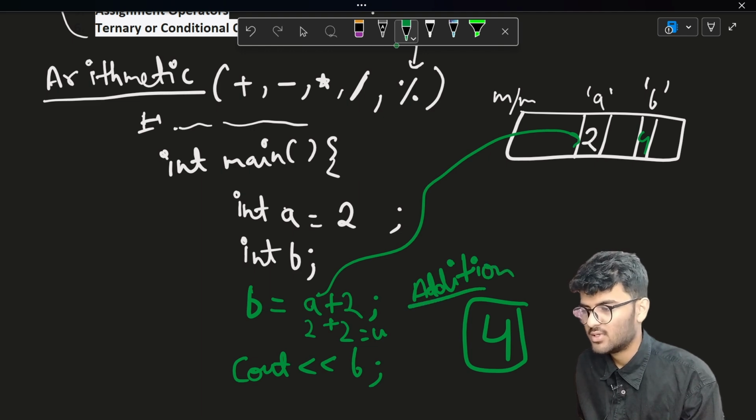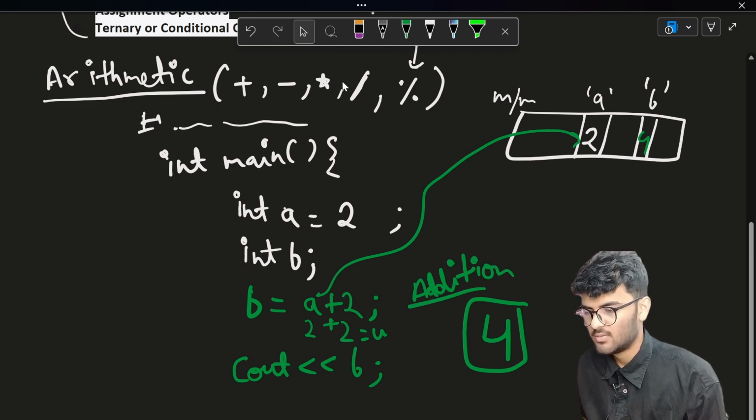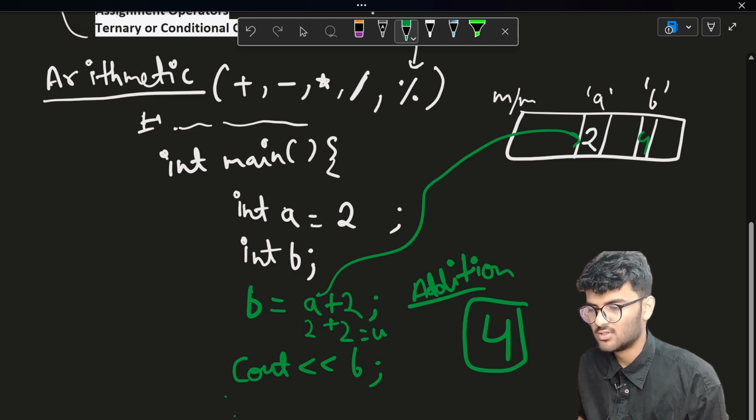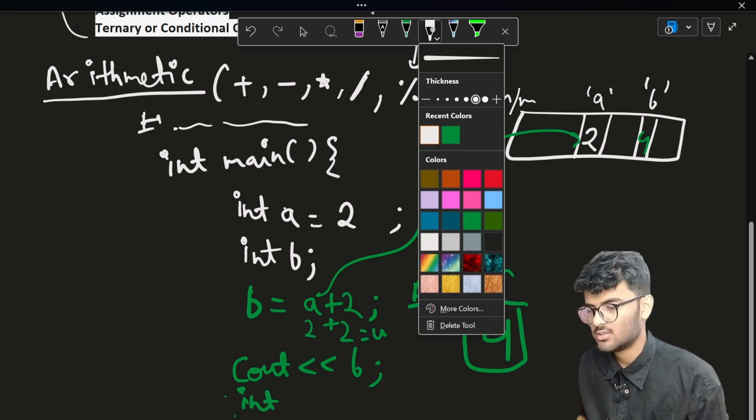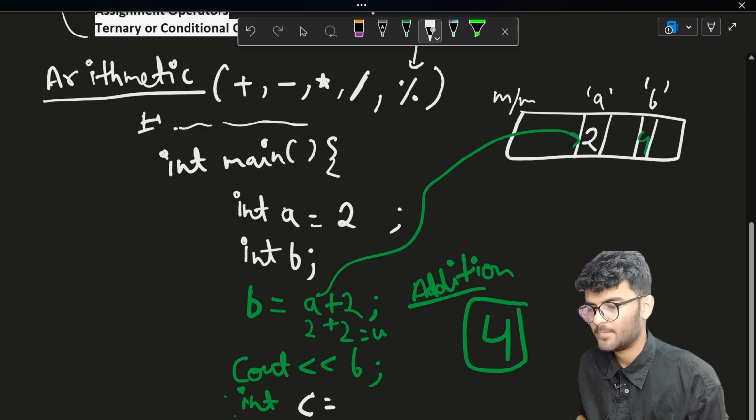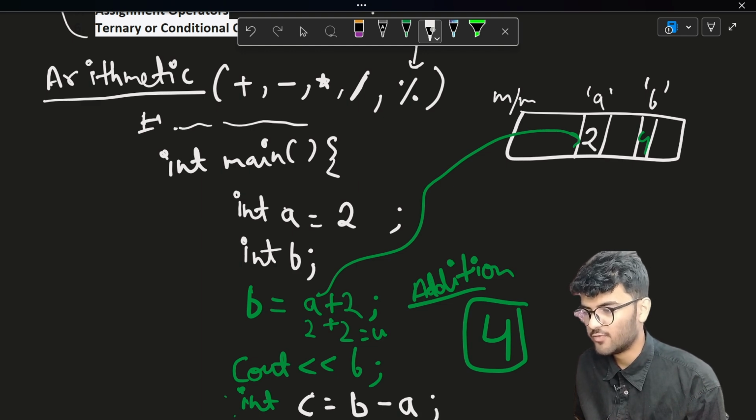Right, and similarly you can take subtraction also, like integer, let me change my integer. Let's say c is equal to b minus a. So what value is currently stored in b, 4, right? So 4, and what value is currently stored in a in memory, 2. So 2, so that will be equal to 2, right? So this is very simple.